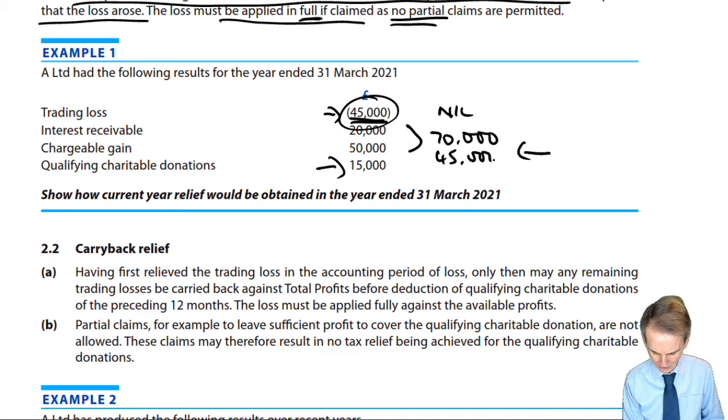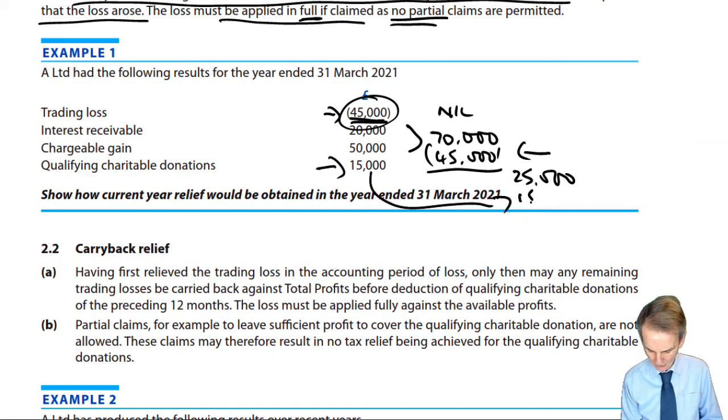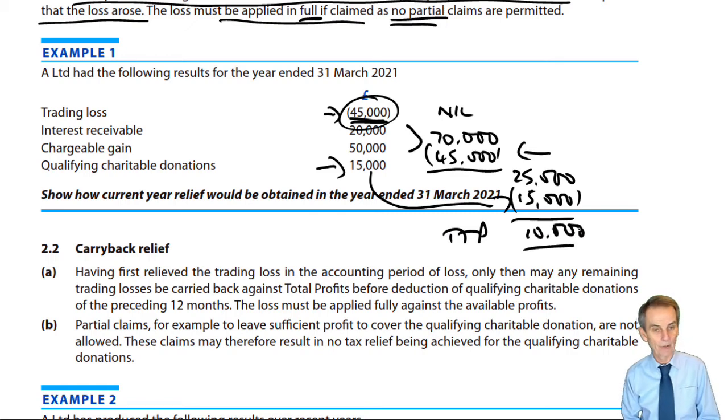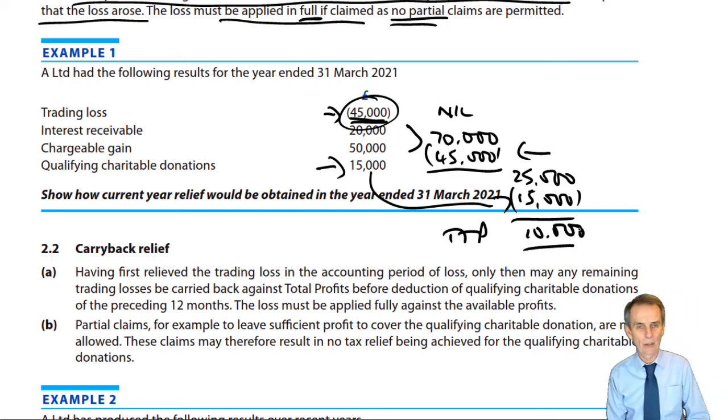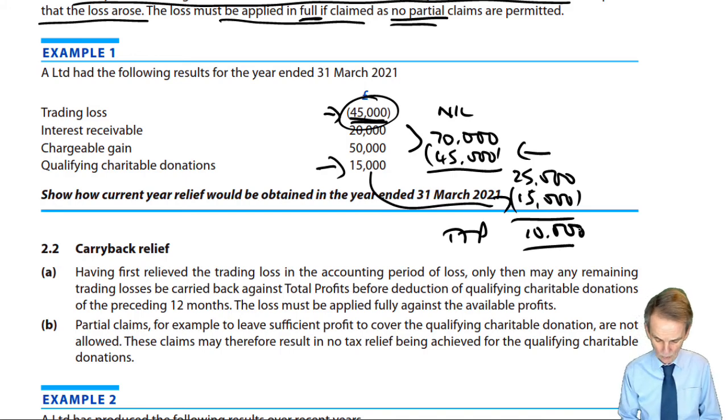The 45,000 against total profits, not TTP, total profits. That would bring you down to, what's that, £25,000. That would be your revised total profit. And then from that revised total profit, you've got your donations to deduct of 15,000, and that would still leave you with the TTP of £10,000. The loss relief in the current period would use up all of that £45,000 of loss.